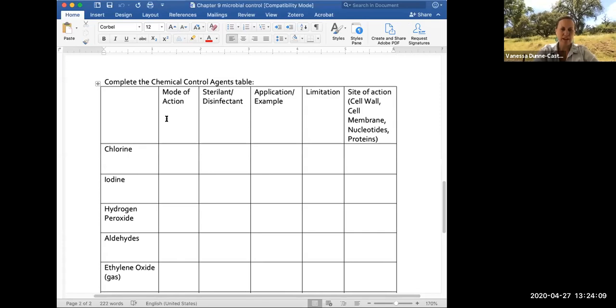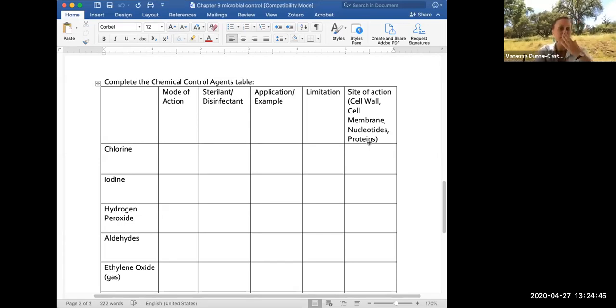It asks what the mode of action is, so how do these things work? Asks the level of cleanliness, so is this a sterilant or is this a disinfectant? And if it's a disinfectant, do you know what level, a high, mid, or low level disinfectant? Give an application or an example of each of these things. Describe any limitations that you know about for each of these items. And then the site, so not just how it works, but what part of the bacterial cell or virus does it interfere with? Is it cell wall, cell membrane, nucleotides, proteins, etc.? So this is just a place to start off to think about the site of action for each of these things.